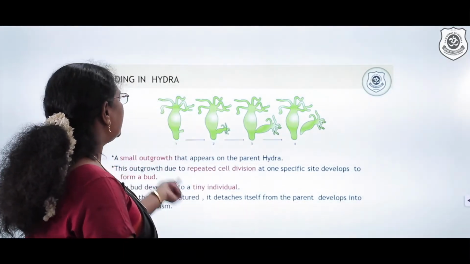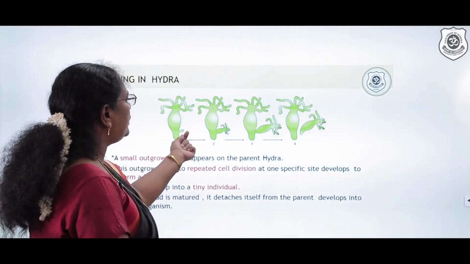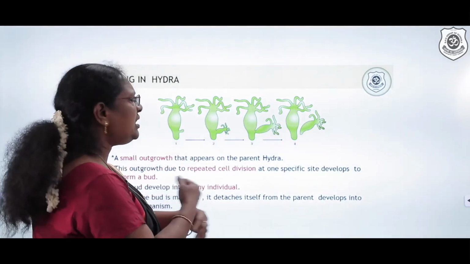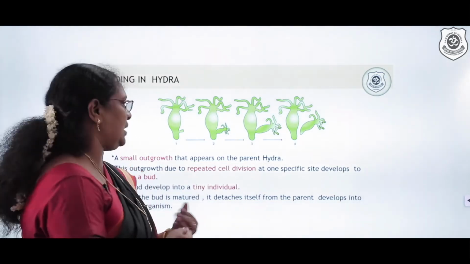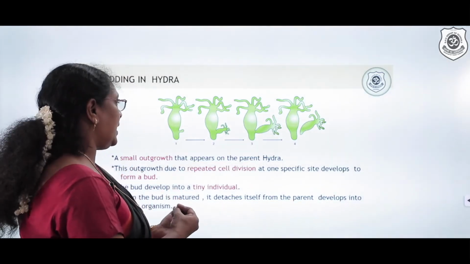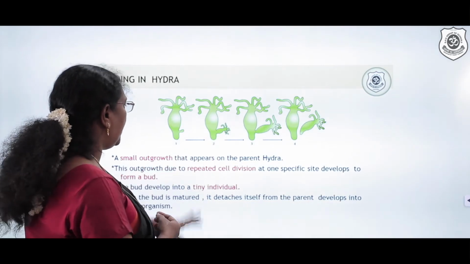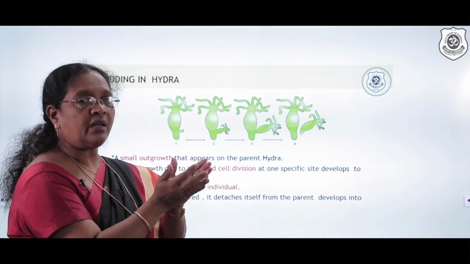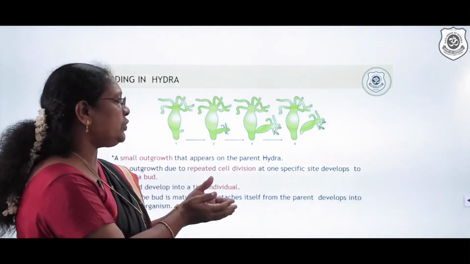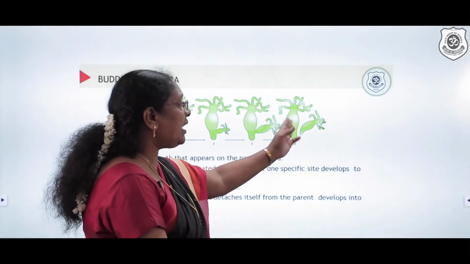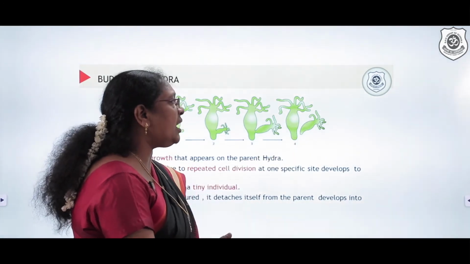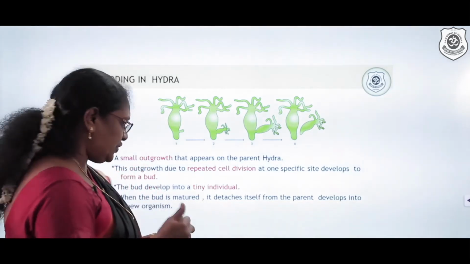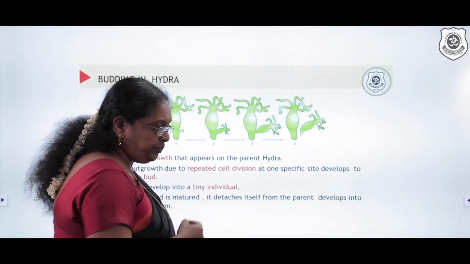What exactly happens? A very small outgrowth appears on the parent hydra, and this outgrowth starts repeating the cell division so many times at one specific site. As a result, they start forming a bud. Slowly you observe the bud growing into a young individual. Once it grows into a young individual, it can detach from the parent and start growing as an individual organism.